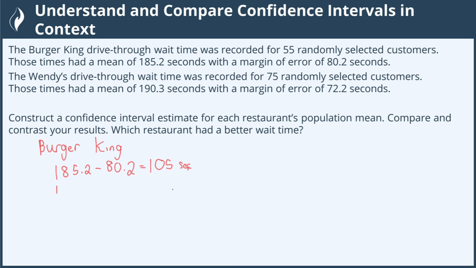and then add the margin of error to find the upper limit. 185.2 plus 80.2 gives us an upper endpoint of 265.4 seconds. The confidence interval can be written in interval notation with the lower endpoint first and the upper endpoint second.